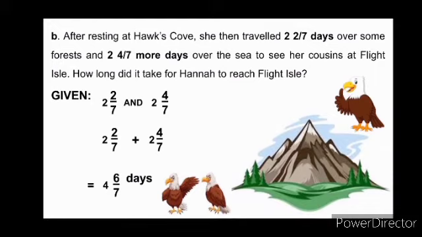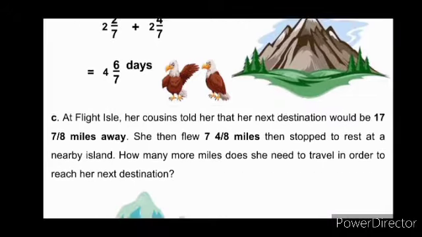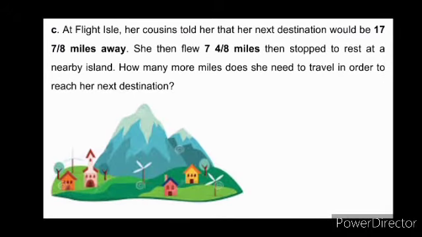Now let's go to the next exercise. Now let's answer letter C. At Flight Isle, her cousins told her that her next destination would be 17 7/8 miles away. She then flew 7 and 4/8 miles, then stopped to rest at a nearby island. So it was asking for how many more miles does she need to travel in order to reach her next destination. The given are 17 and 7/8 and 7 and 4/8.